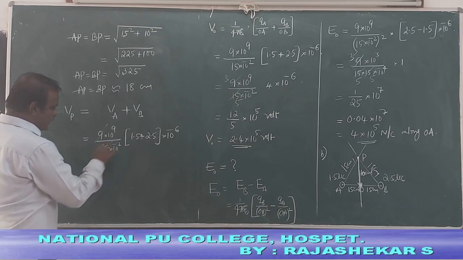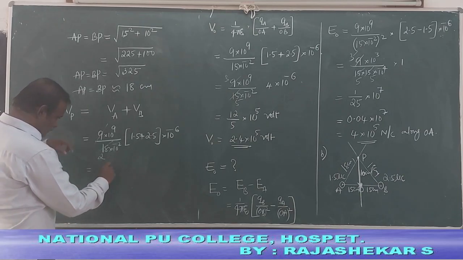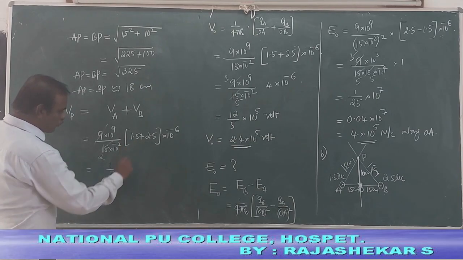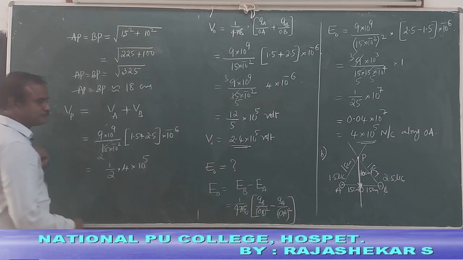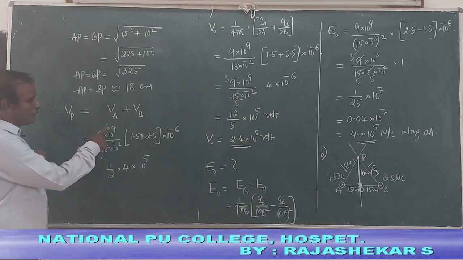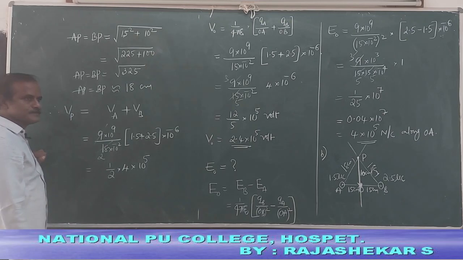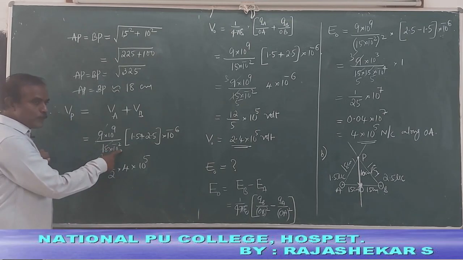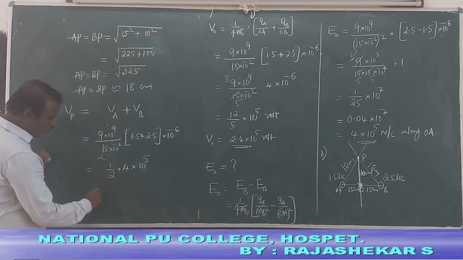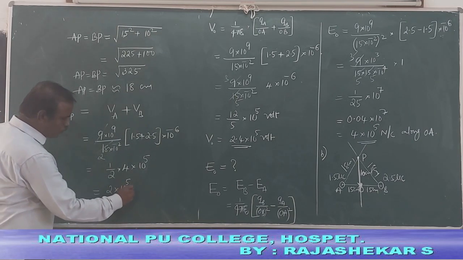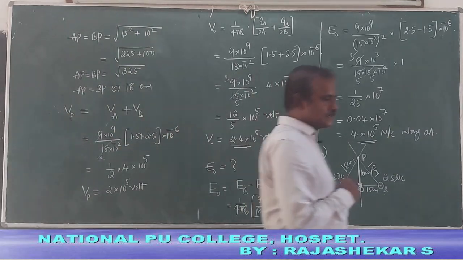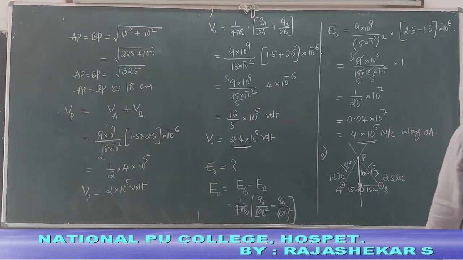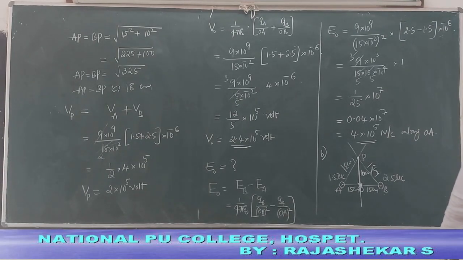This is 9 once, 9 twice, 1 by 2, 1 by 2 into 4 into 10 to the power, look at this, 5 it becomes. How? 10 power 9, 10 power minus 6, 10 power plus 3, 10 power minus 2 goes to the numerator, 10 power plus 5, 4 by 2, 2 into 10 to the power 5 volt. This is the potential at P. P is a point on a plane drawn normal to the line and passing through the midpoint. 2 into 10 to the power 5 volt is the answer.